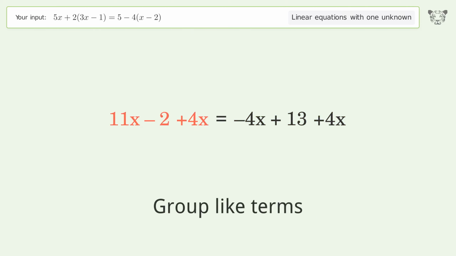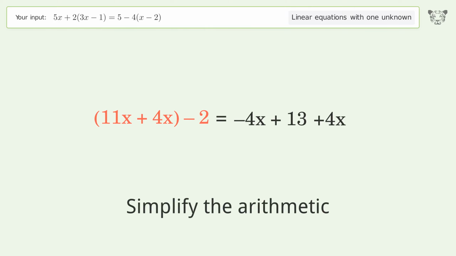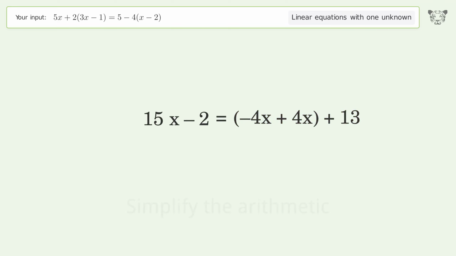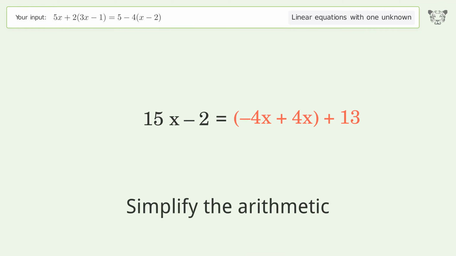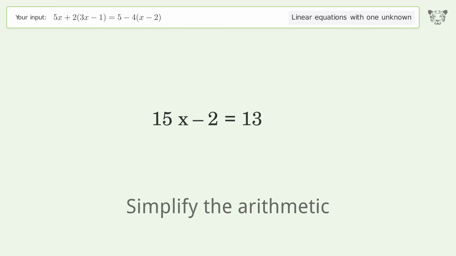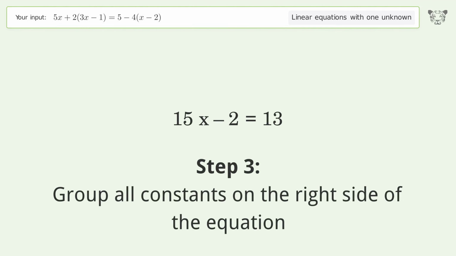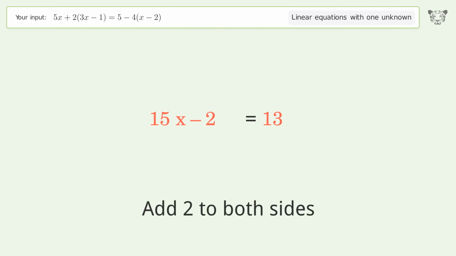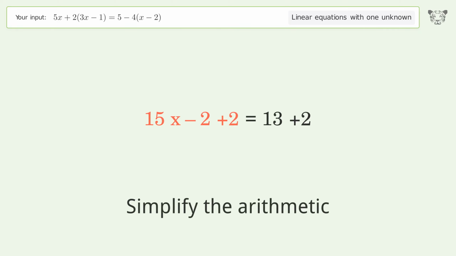Group like terms. Simplify the arithmetic. Group like terms. Simplify the arithmetic. Group all constants on the right side of the equation. Add 2 to both sides. Simplify the arithmetic.